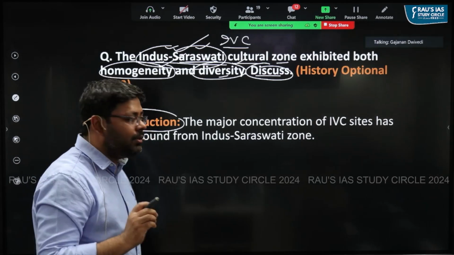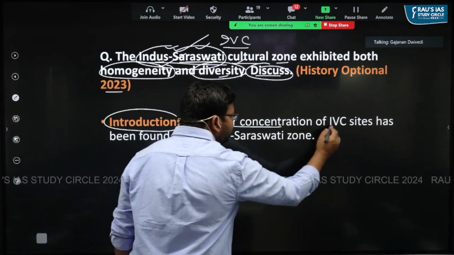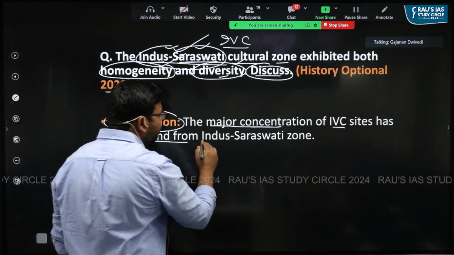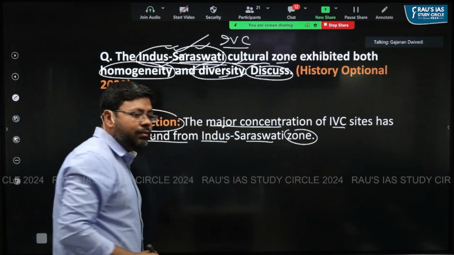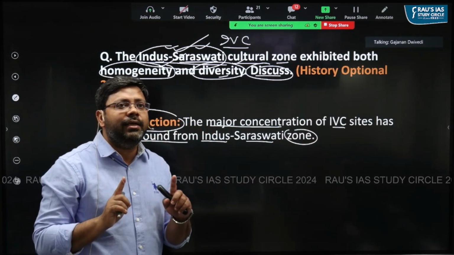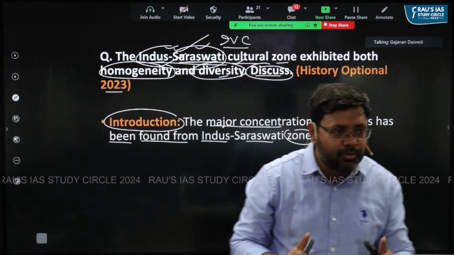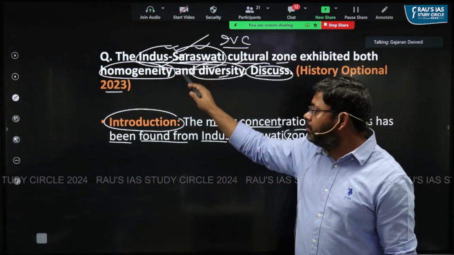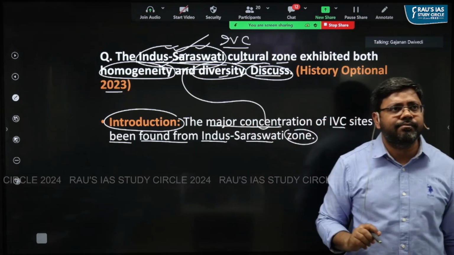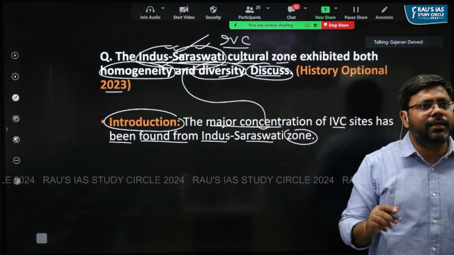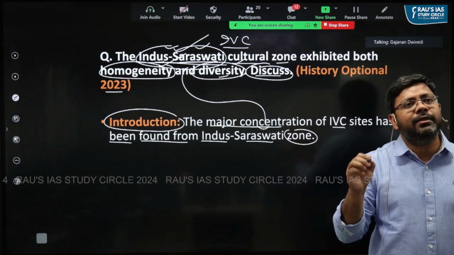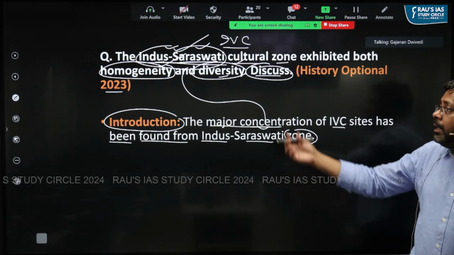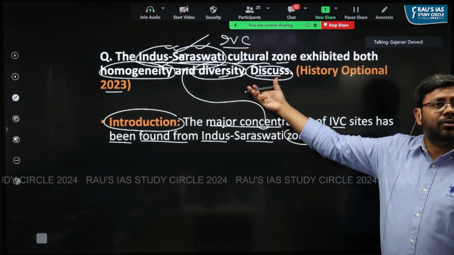बहुत ही simple. The major concentration of IVC sites, Indus Valley civilization sites, has been found from the Indus Saraswati zone. First of all, एक simple formula है. What is the simple formula of introduction? Whenever you get a technical term, define that term. Whenever you get a technical term, say they ask about numismatics. Introduce: numismatics is the study of coins. Here they're talking about Indus Saraswati cultural zone.